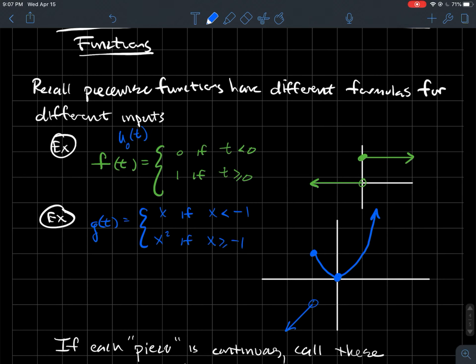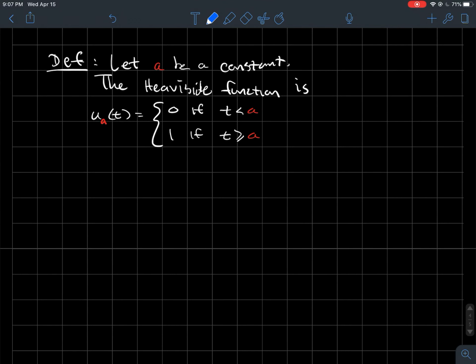Because where does it make this change? It happens when t equals 0, and it's 0 to the left and 1 to the right. So that's an example of a Heaviside function. There's a picture of it there, and I've tried to draw it in general with different values of a. You're just shifting where this happens along the axis.